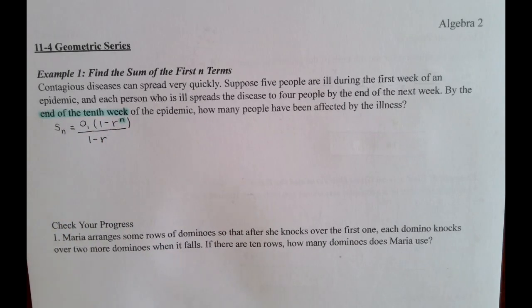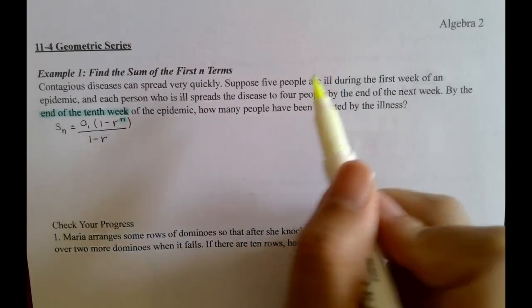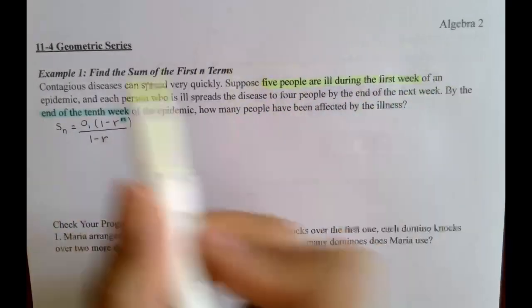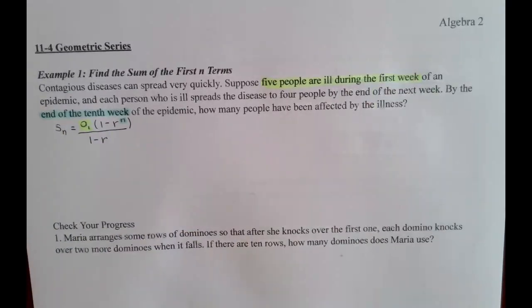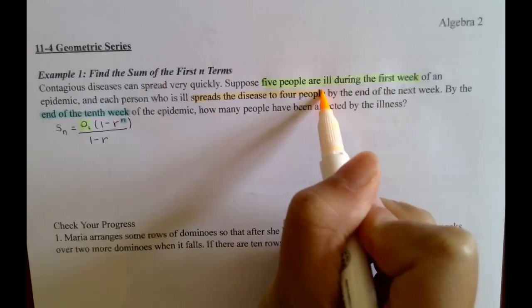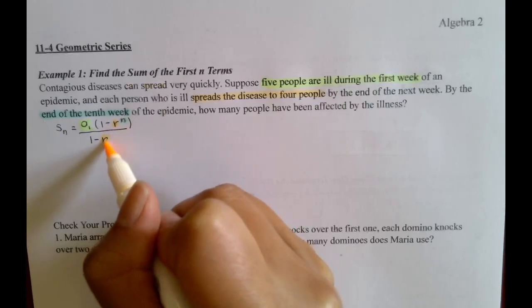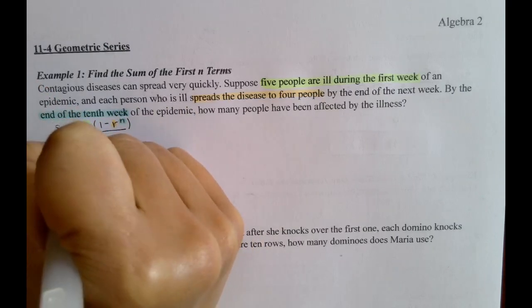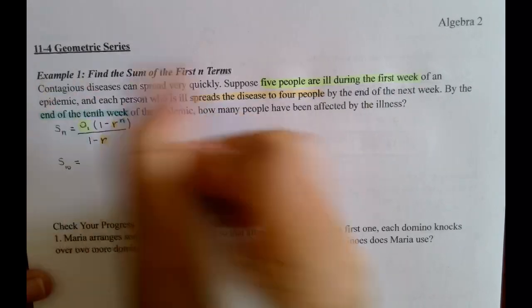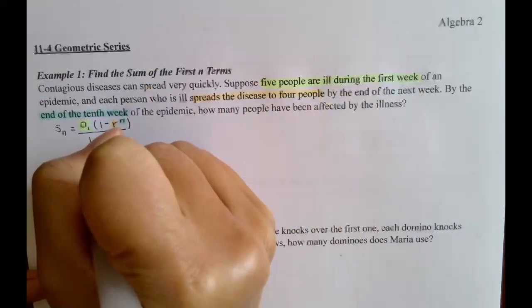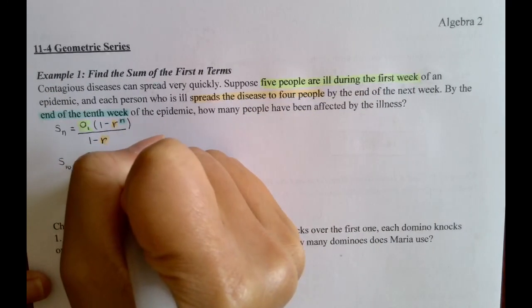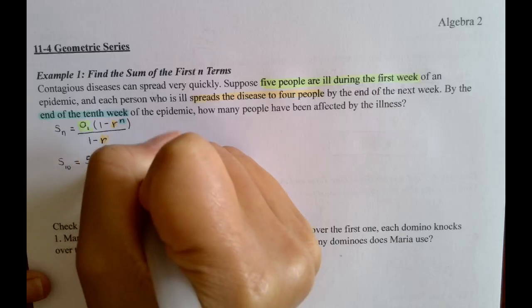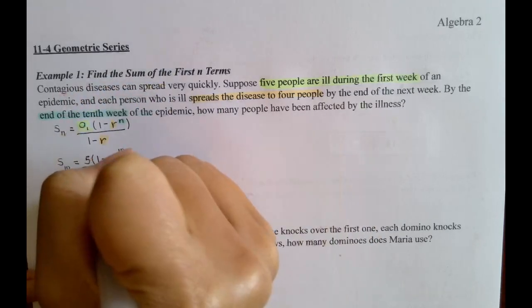We know that there were 5 people who are ill during the first week, so that's a sub 1. And then we know that they're spreading it to 4 more people, so that will be our r. So S sub 10 equals the first term 5, times 1 minus the common ratio 4 to the 10th power, over 1 minus 4.